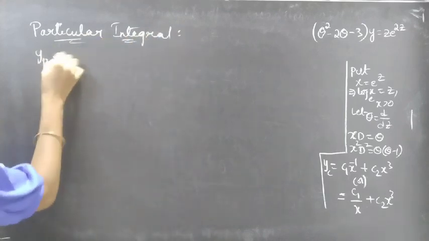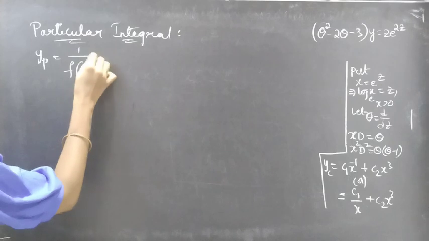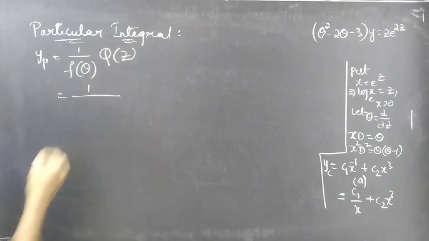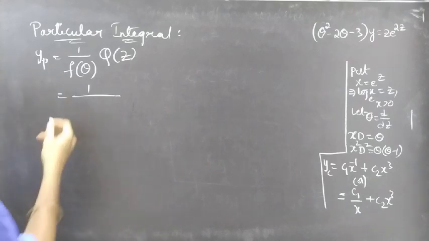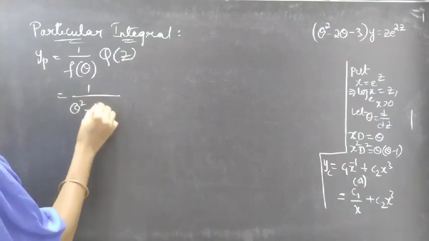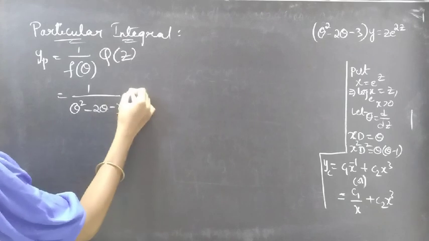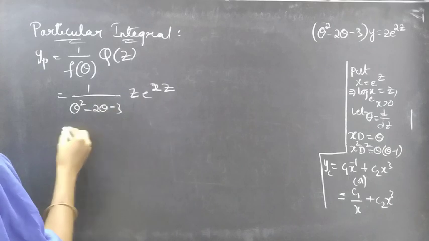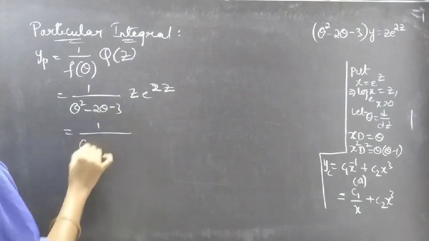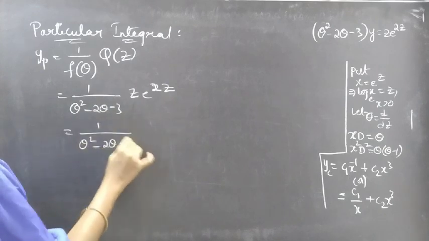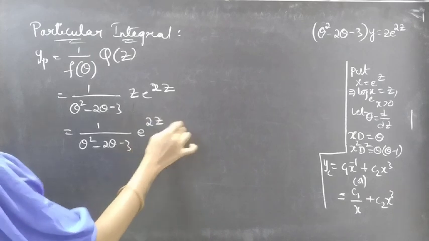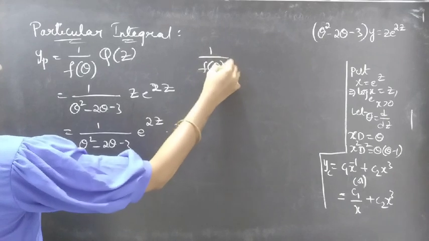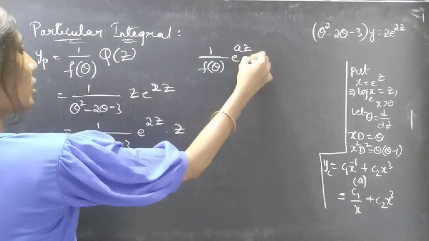We'll find yp using 1 by f of theta into q of z. This is equal to 1 by f of theta, where f of theta is theta square minus 2 theta minus 3 and q of z is z into e power 2z. Or we can write it as 1 by theta square minus 2 theta minus 3 into e power 2z into z. See, this is of the form 1 by f of theta into e power az into v.